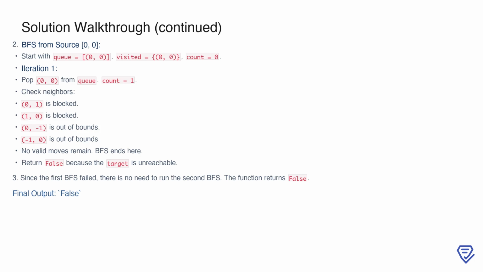With no valid moves remaining, the BFS ends, and we determine that the target cannot be reached from the source. Since the path is blocked in one direction, there is no need to perform the second BFS. The function returns false, indicating that escape is not possible in this scenario.